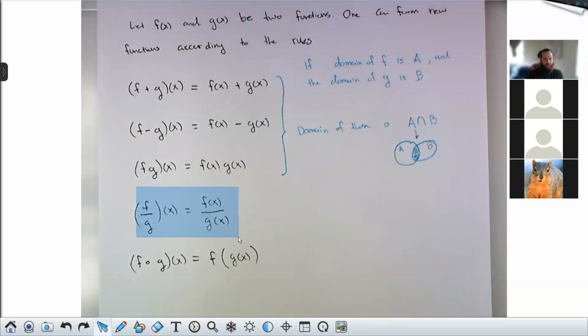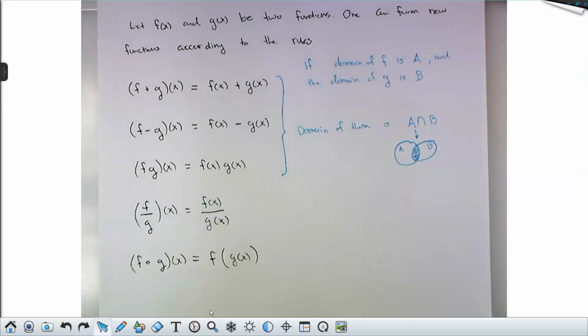Let's think for a second about the domain of this guy. I didn't include him in that statement that the domain is going to be A intersect B for a reason. Suppose you have a number that is in both domains, it's in this intersection, but it is also a number such that when you plug it into G, you get 0. Is that number going to be in the domain of this expression?